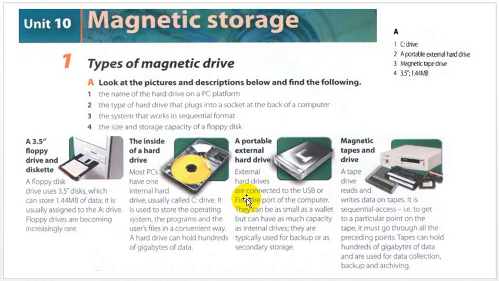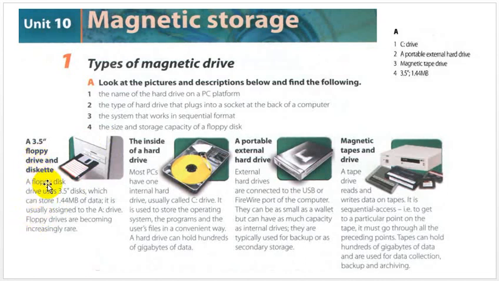The type of hard drive that plugs into a socket at the back of a computer, that is a portable external hard drive, this one. And number 3, the system that works in sequential format, that is magnetic tape drive. Number 4, the size and storage capacity of a floppy, that is this one, floppy drive.